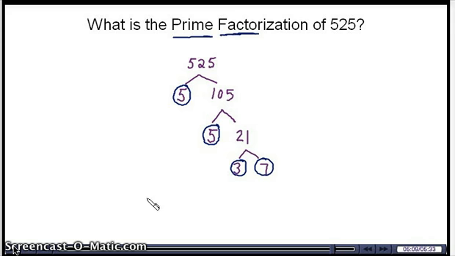So we can write our prime factorization as 3 times 5 times 5 times 7. And we can simplify this a little bit more by writing 5 times 5 as 5 squared. So this is the same as 3 times 5 to the second power, or 5 squared, times 7. And that's the unique prime factorization of the number 525.